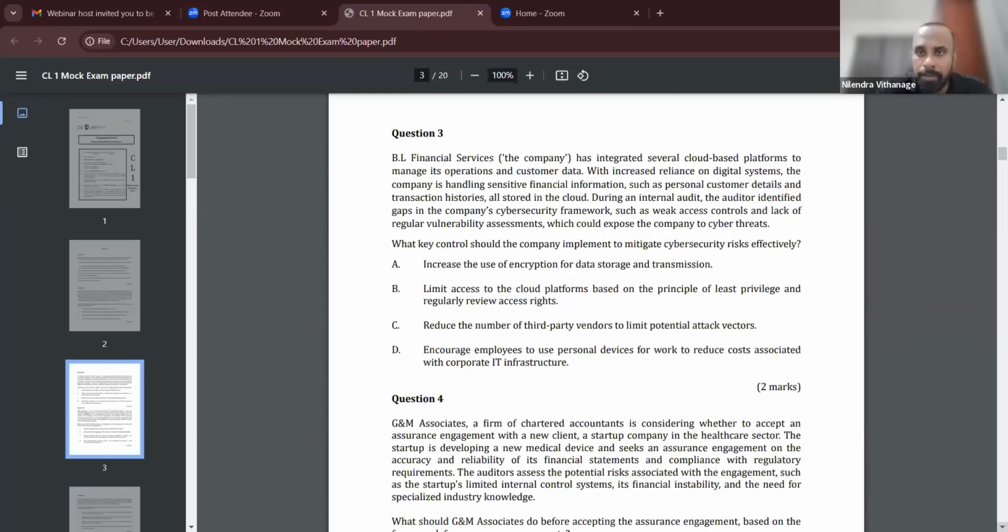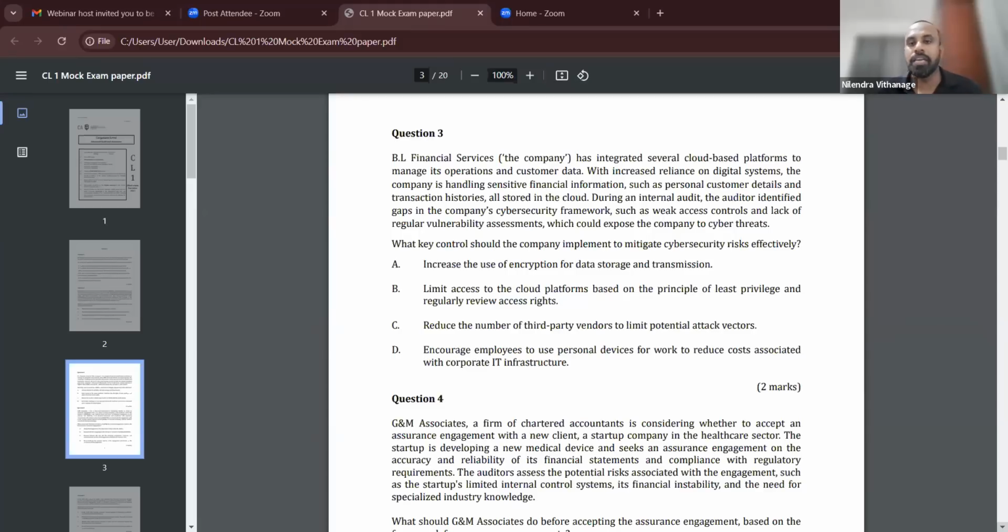So what's the risk we have? The auditor has identified gaps in cybersecurity frameworks such as weak access controls and lack of regular vulnerability assessment. Weak access controls. Maybe password protection is very weak. Anybody can access the system. When particular employees resign, you don't limit the access. Access to the database is available to everybody. So what are the key controls that you can have?